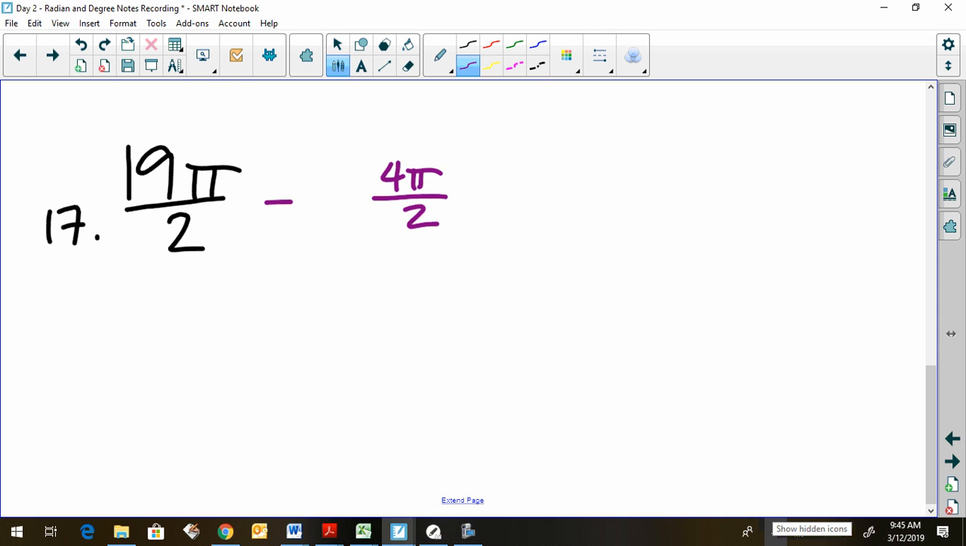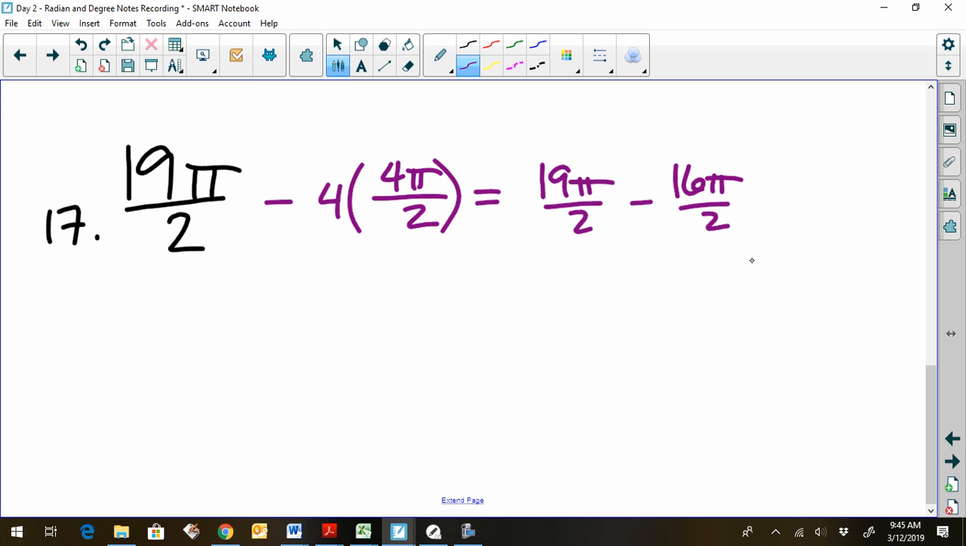So 4 pi over 2, 19 divided by 4 evenly would be 4, right? 4 times 4, we get 16. So I'm going to take away 4 circles that I would just be looping back around. So I would have 19 pi over 2 minus 16 pi over 2. And now this one, I would end up with 3 pi over 2. So is this even in a quadrant at all? No, this would actually be on the y-axis.